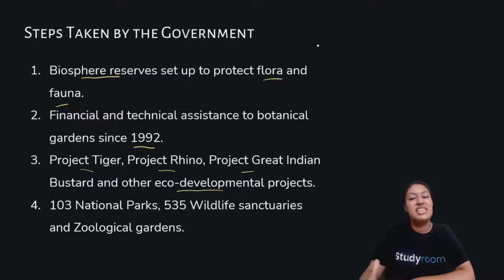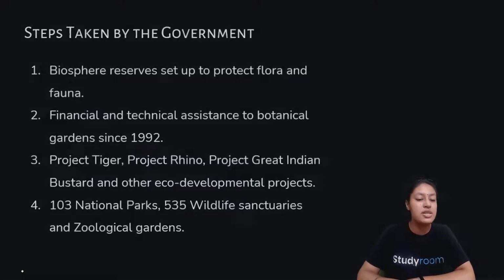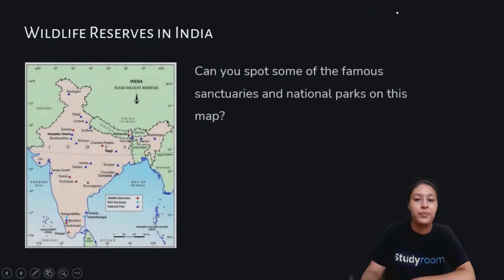Next, to give them a separate and private space where there will be no human disturbance, 103 national parks have been set up, and 535 wildlife sanctuaries and zoological gardens have also been set up.